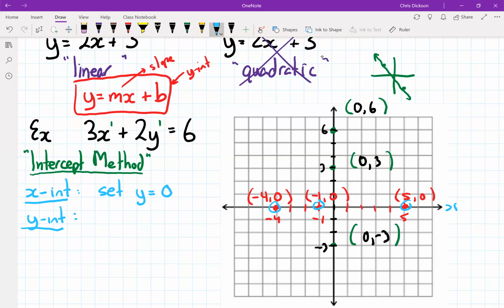notice the y-intercepts now, they are here, here, and here. And the y-intercepts all have x values that are 0. So I would set my x values to 0. So let's see how this would work in this question.